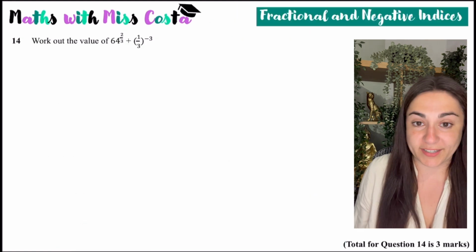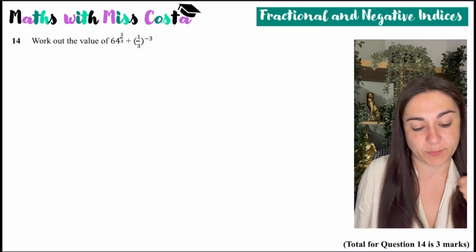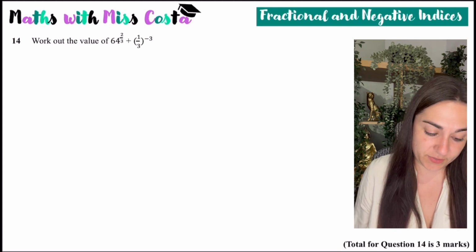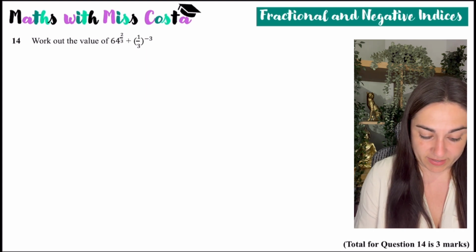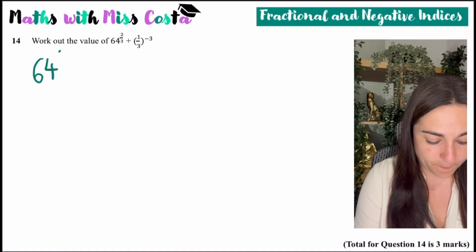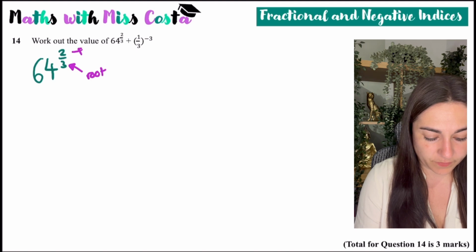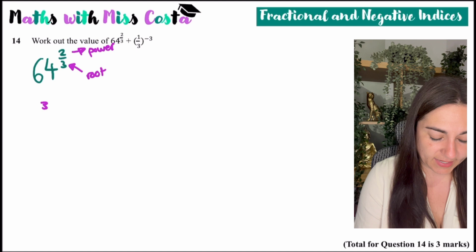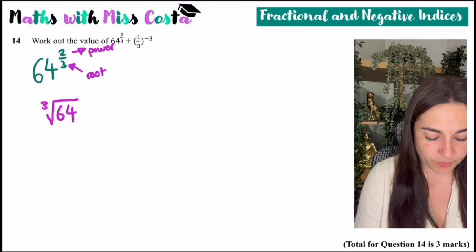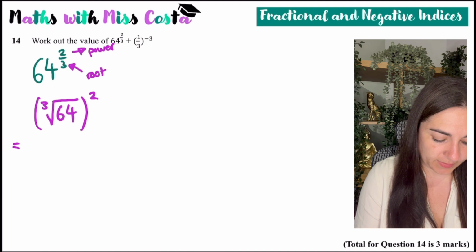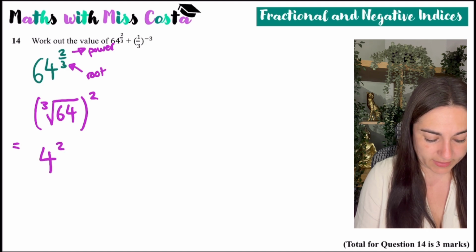Okay, next I've got fractional and negative indices. So I'm asked to work out the value of 64 to the power of 2/3 plus 1/3 to the power of negative 3. So 64 to the power of 2/3. Let's work that out first. Remember, it's the root for the denominator and then to the power of whatever your numerator is. So I could write that as the cube root of 64 to the power of 2. So the cube root of 64 is 4.